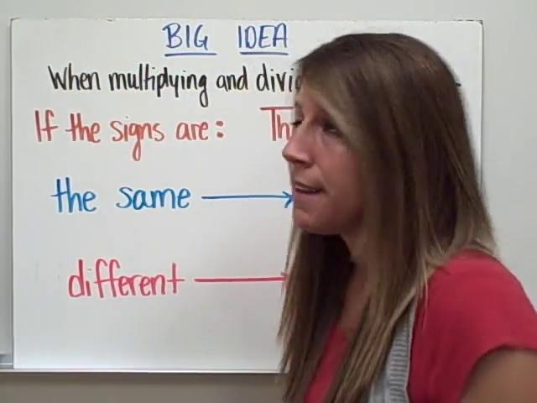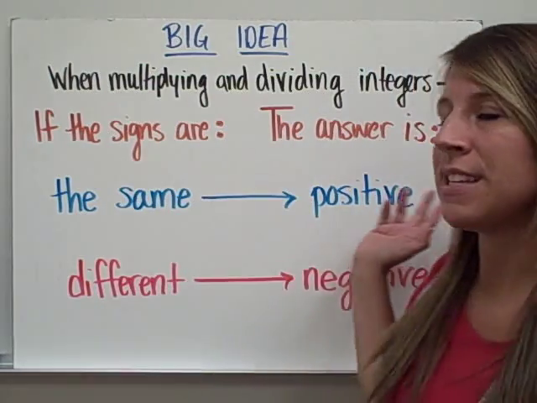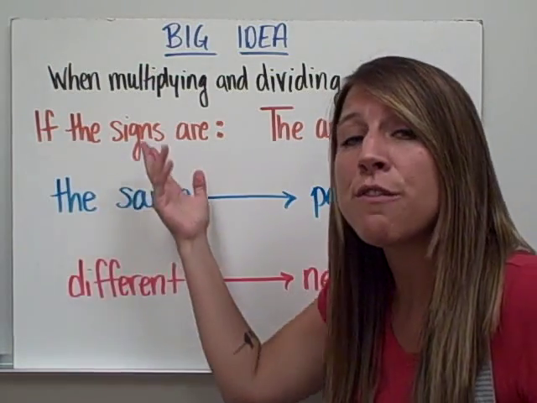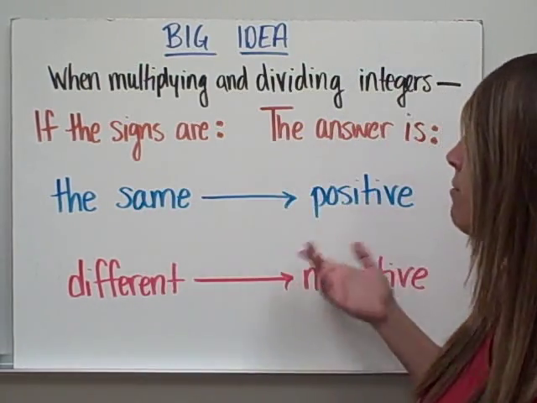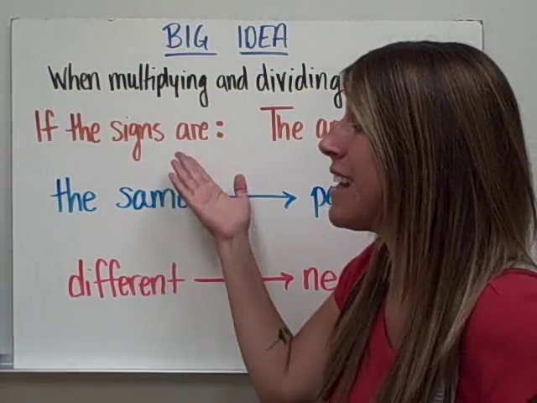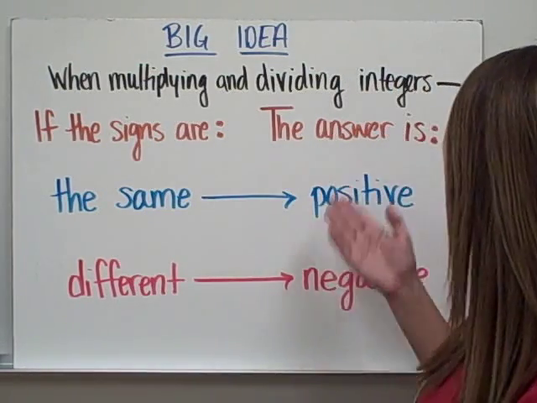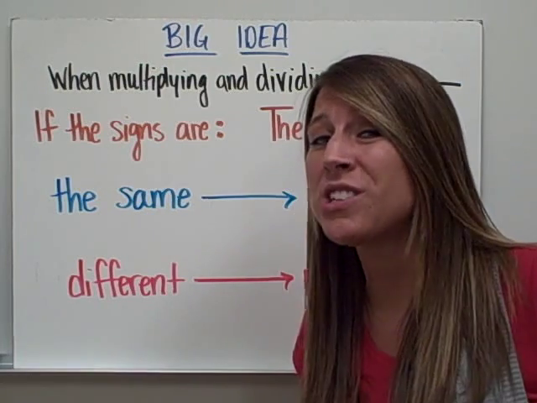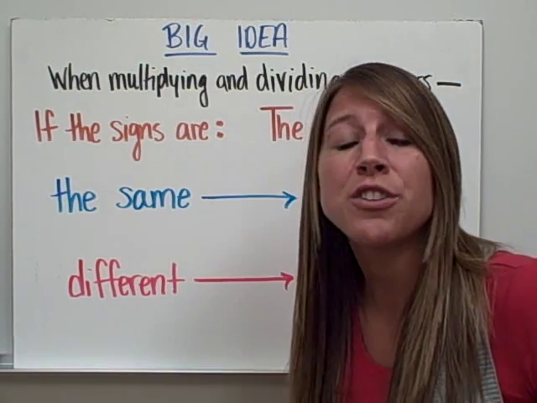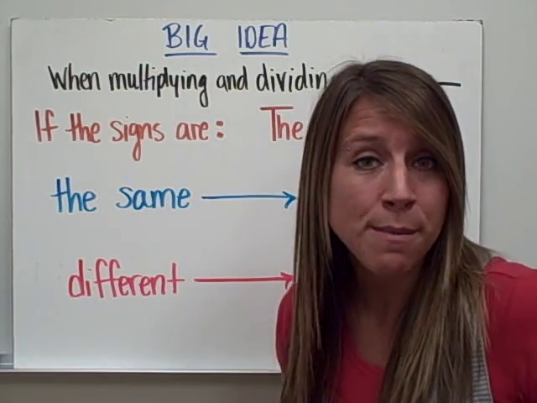So here's the big idea. When you're multiplying and dividing integers, if the signs of the two numbers you're working with are the same, the answer is going to be positive. If the signs are different, the answer is negative. You don't change the way you multiply the numbers, you don't change the way you divide the numbers. All you have to do is pay attention to whether the signs are the same or different.